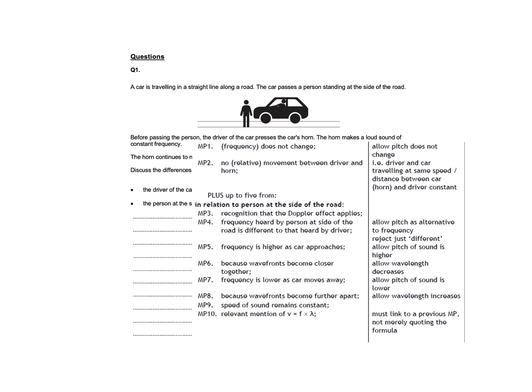So the frequency heard by the person at the side of the road is different from that heard by the driver. As the car approaches, the frequency is higher because wave fronts become closer together. Therefore, the wavelength is smaller. And then as the car moves away, the wave fronts become further apart, the wavelength increases, therefore the frequency decreases. And we need to mention that the speed of sound remains constant, and we are referencing the equation v equals lambda f when we are doing that.